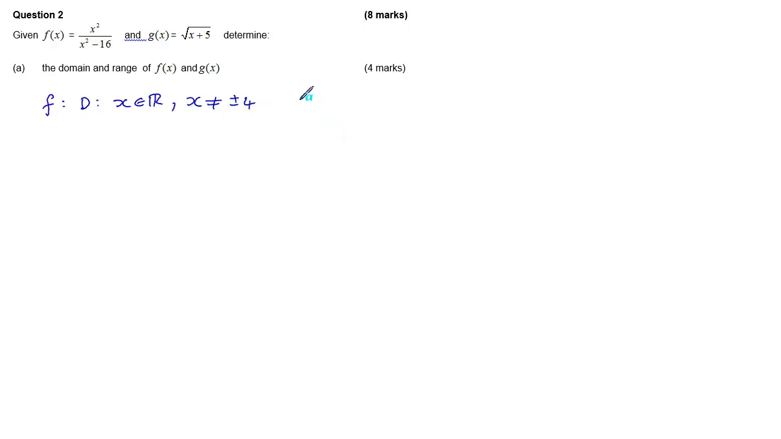If we look at g, the domain is quite simple as well. We just can't have a negative under here, so we're allowed real values provided that x is greater than or equal to negative 5, ensuring that we have positives under here. Now the range of f is fairly tricky. Let's just do the range of g first. If we look there, then at least we've got 3 out of the 4 marks.